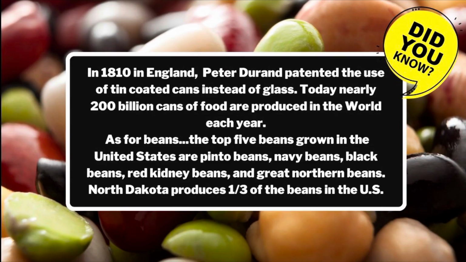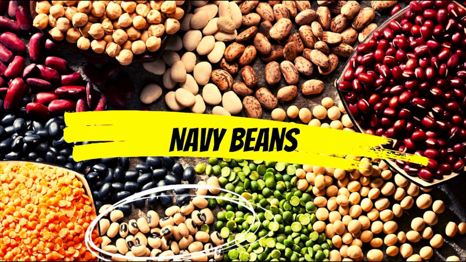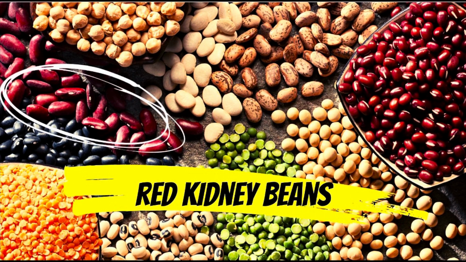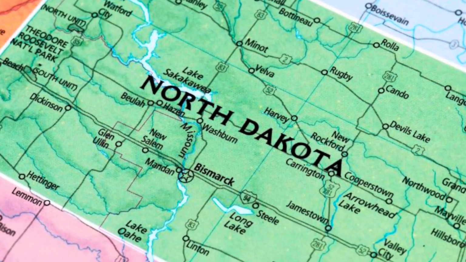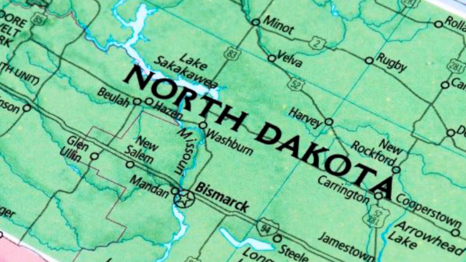Fun facts about canned beans. Did you know? In 1810 in England, Peter Durand patented the use of tin-coated cans instead of glass. Today, nearly 200 billion cans of food are produced in the world each year. As for beans, the top 5 beans grown in the United States are pinto beans, navy beans, black beans, red beans, and great northern beans. North Dakota produces 1/3 of all the beans in the United States.